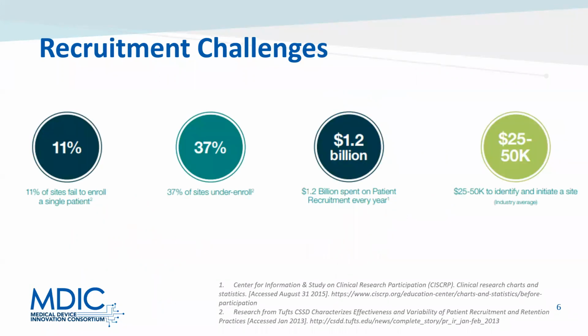Then we come to actually recruiting patients. 11% of sites fail to enroll a single patient, 37% of sites under-enroll. Over $1 billion is spent on patient recruitment activities specifically every year. And to initiate a single site, depending whose estimate you believe, is somewhere between about $25,000 and $50,000. So obviously, if a lot of those are under-enrolling or even failing to enroll a patient, again, we've got delays and costs. Some research there from both Discourage and from Tufts.